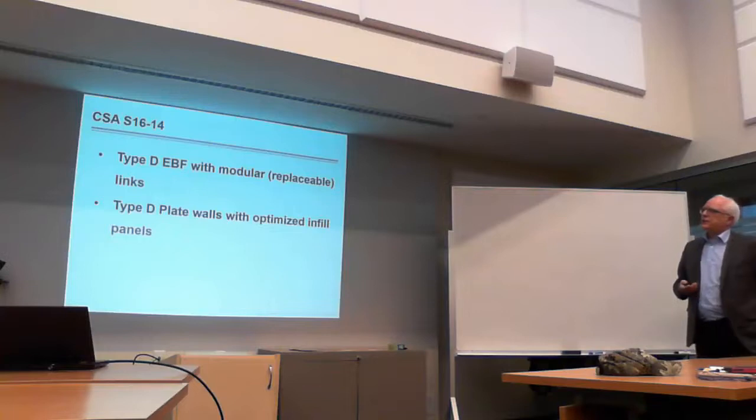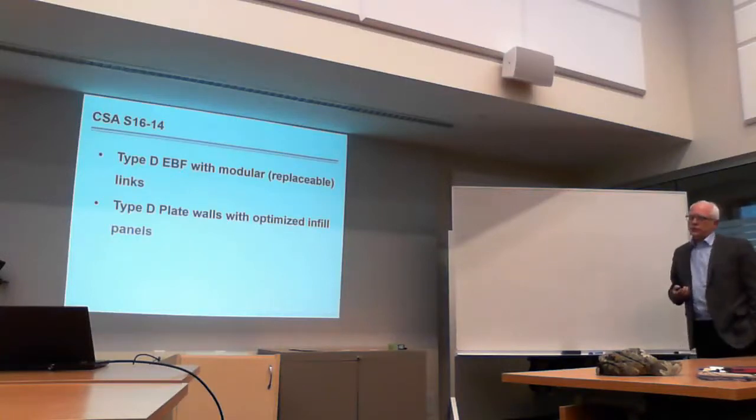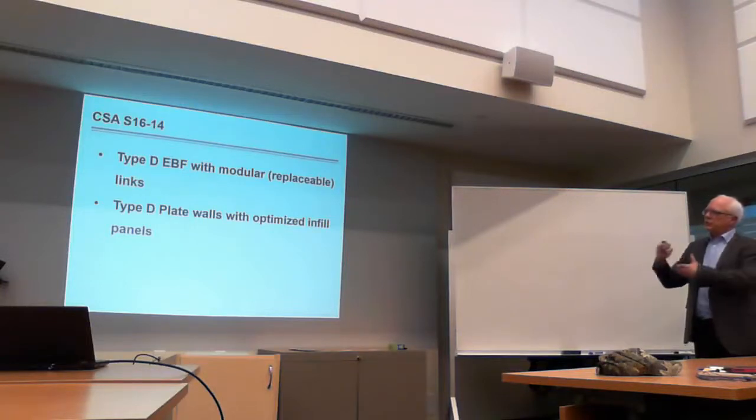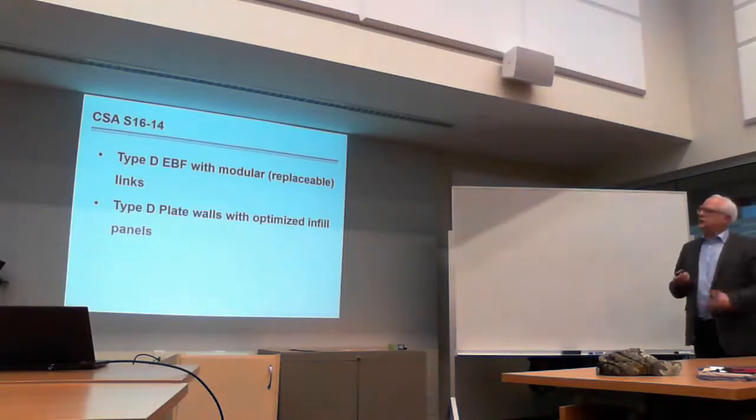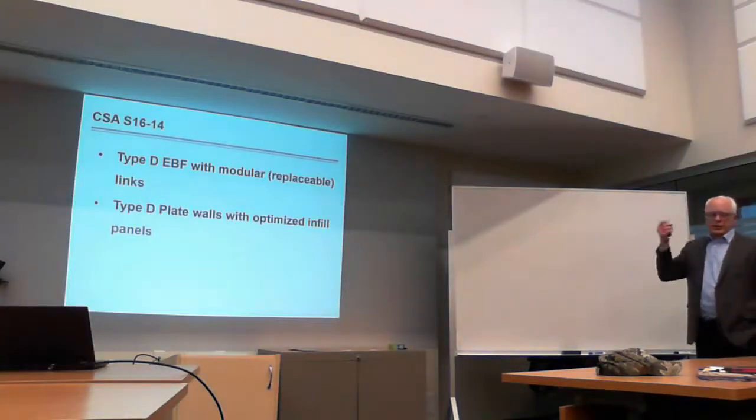Looking at the steel systems in S16-14, there was no major change at that time, about five years ago in S16. However, I just want to introduce this one here. This is one of the systems where we improved the system. We added the possibility to design EBF with modular or replaceable links. This is something new. And in type B, it's possible to optimize the interior panel. That was a restraint that was imposed on that system. People used to think that we should use a plate that is a minimum of a quarter inch from the link from the wall, which makes the system not so economical.